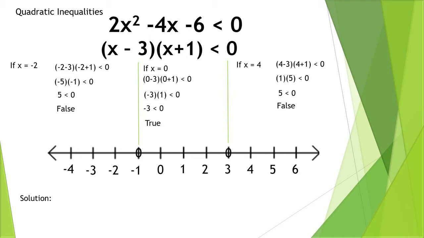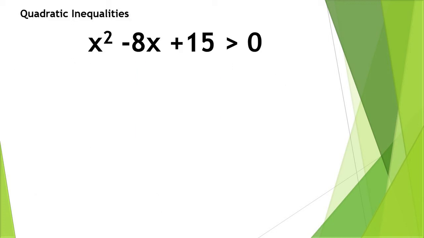Now, what is the solution of the inequality? So the answer is negative 1 less than x less than 3, or it is also the same in interval notation, negative 1 and 3. So we use now parentheses, meaning negative 1 and 3 are not included in the solution, but the numbers between negative 1 and 3 are the solution of the inequality. Let us now proceed to the next example.